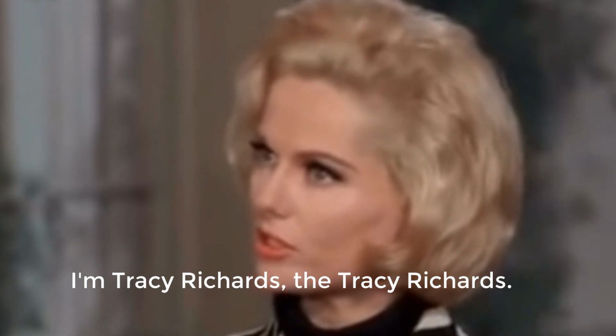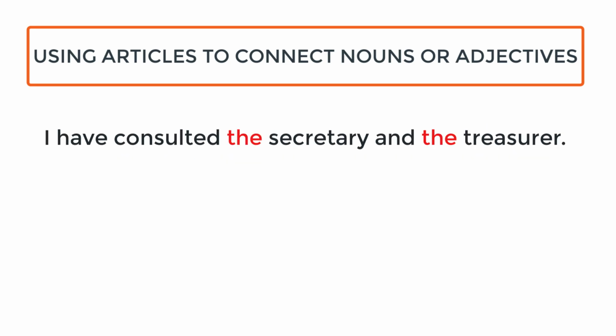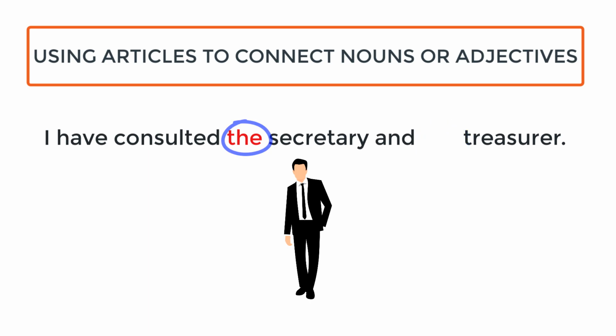Whenever you have two or more connected nouns or adjectives, the article should be repeated in order to ensure that the intended meaning is conveyed clearly. For example, if you say, I have consulted the secretary and the treasurer, notice that you're repeating the article, because if you say the secretary and treasurer, you would imply that the same person held both offices.